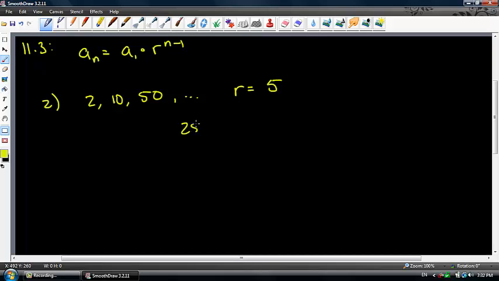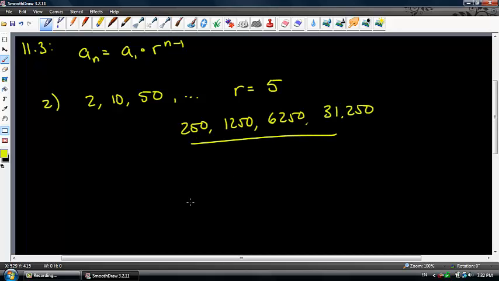Next one is going to be 250. Next one is going to be 1250. Next one's going to be 6250. And the last is going to be 31,250. And those are your next 4 terms in this sequence.